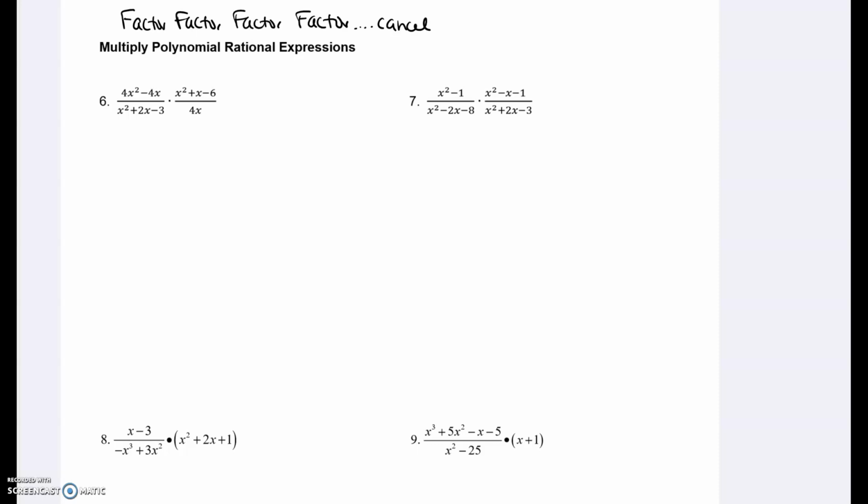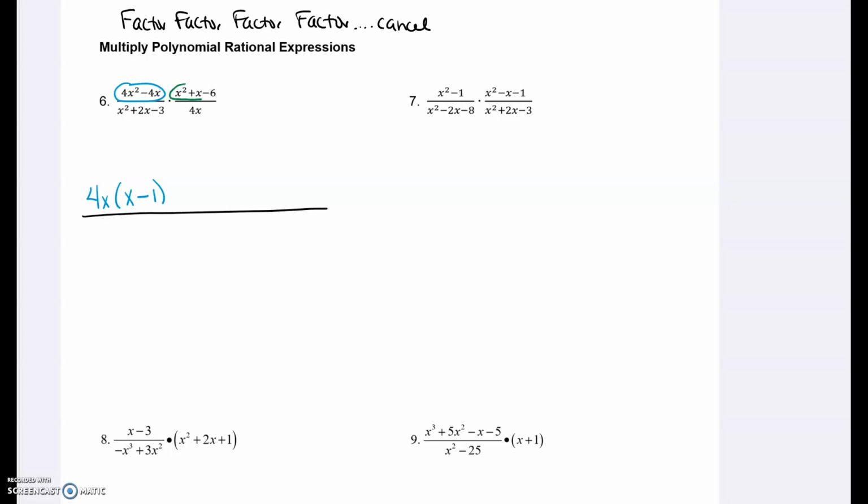I'm going to put one big long division line. 4x squared minus 4x. What do those two terms have in common? They both have 4x. 4x squared divided by 4x is x, and negative 4x divided by 4x is negative 1. So that is the factored form of the first numerator.